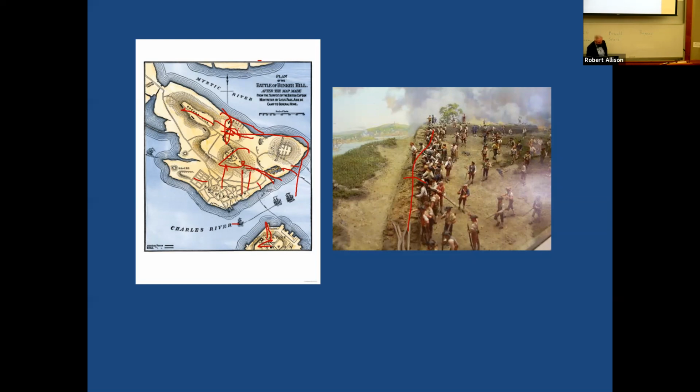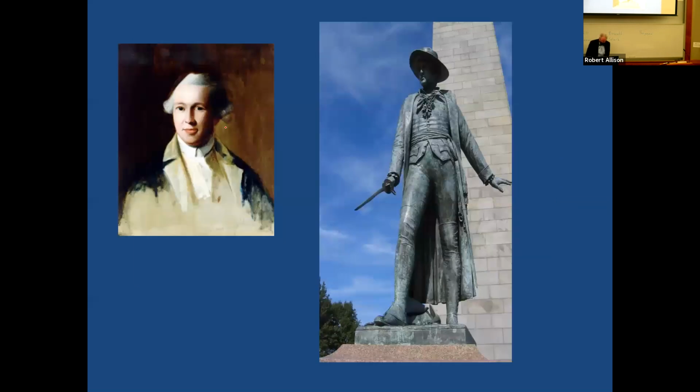The fighting going on down here at the beach. And also, this statue is of Colonel Prescott. And the portrait is Joseph Warren. Warren was the leading political figure in Massachusetts. He was the head of the provincial Congress and the head of the Committee of Safety. And he had received a commission to be a general in the Continental Army.